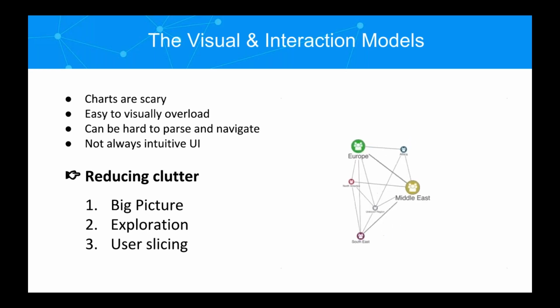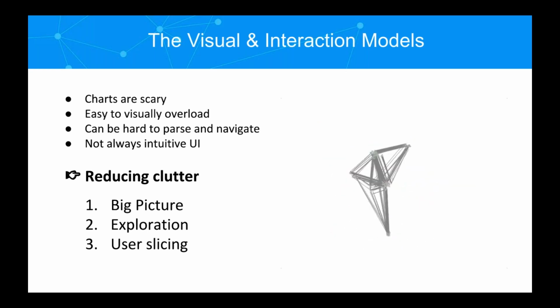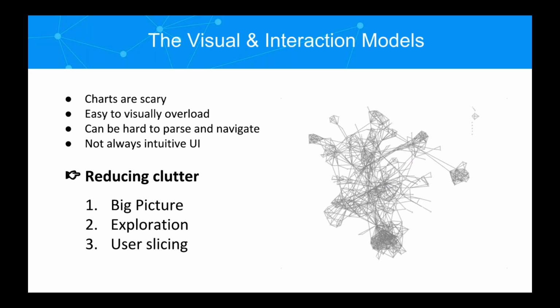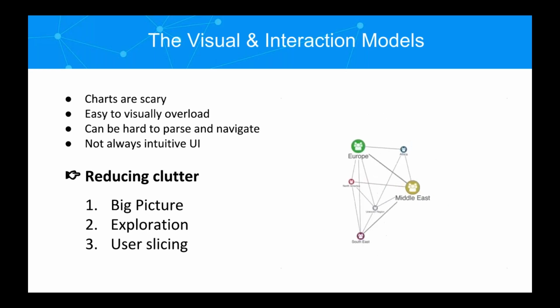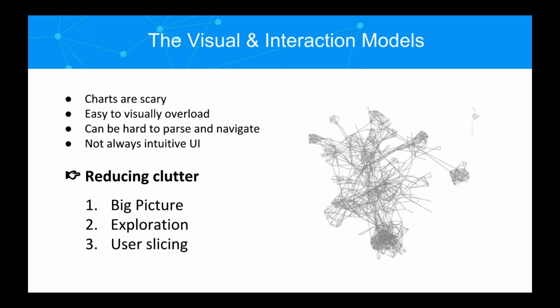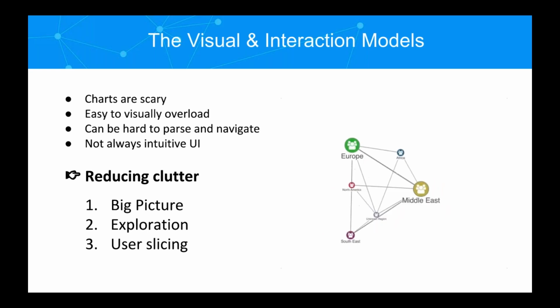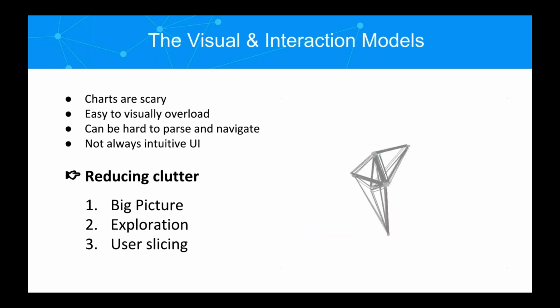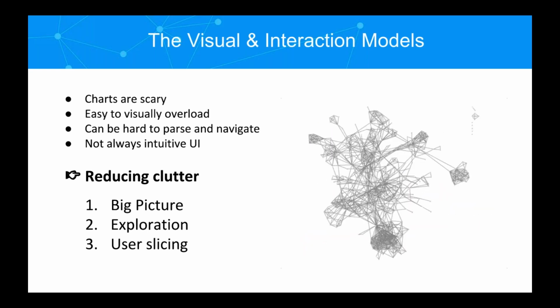There are three major techniques which I'm going to talk you through, which we use to reduce clutter and help users out. One of them is to provide a big picture view and presentation of the data. One of them is to provide a more explorative approach to the data. And the third and final one is to allow users to slice their own part of the data, to slice the chart themselves and look at the components they're interested in.